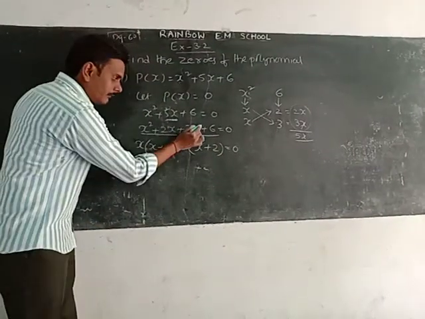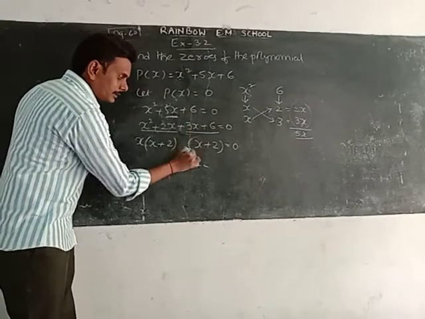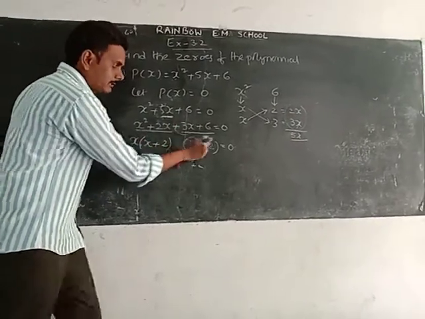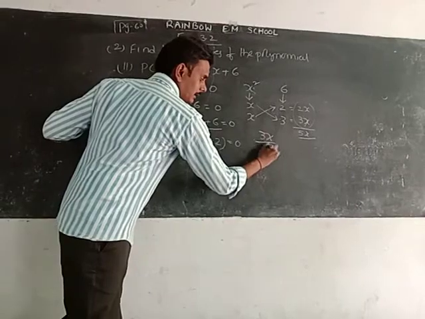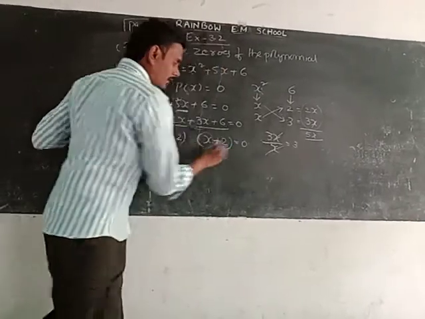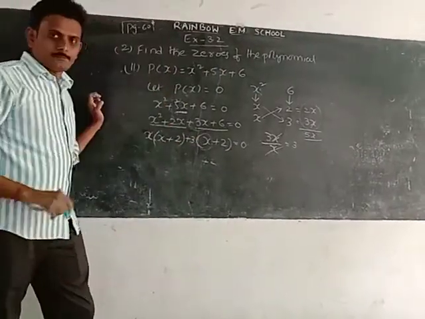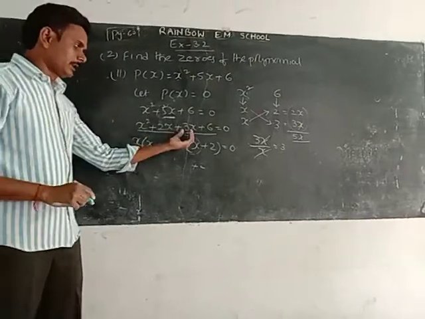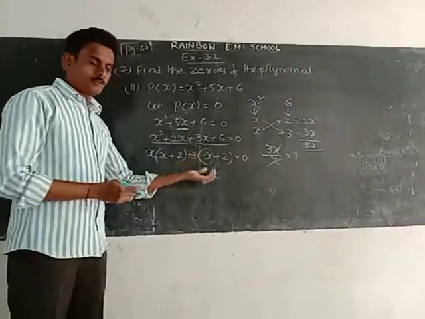Okay, now divide the first term with the first term. Divide 3x with x. 3x by x, how much? X will be cancelled, 3. Here we can take 3 common. Otherwise we can take 3 common directly, without doing the division also.